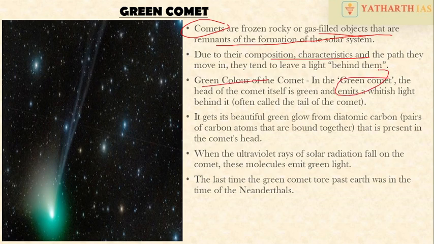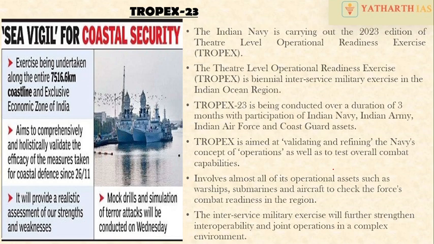In the green comet, the head of the comet itself is green and emits a whitish light behind, often called the tail of the comet. It gets its beautiful green glow from diatomic carbon that is present in the comet's head. When ultraviolet rays and solar radiation fall on the comet, these molecules emit green light. The last time the green comet tore past Earth was in the time of Neanderthals.